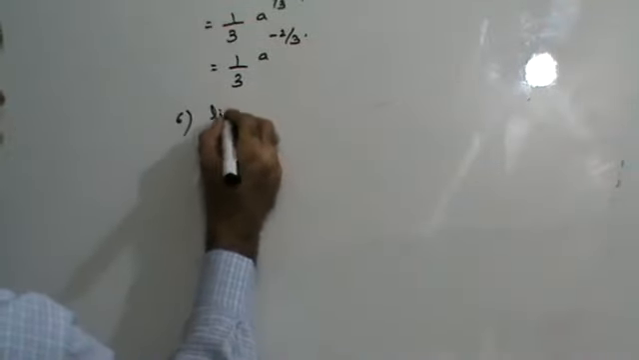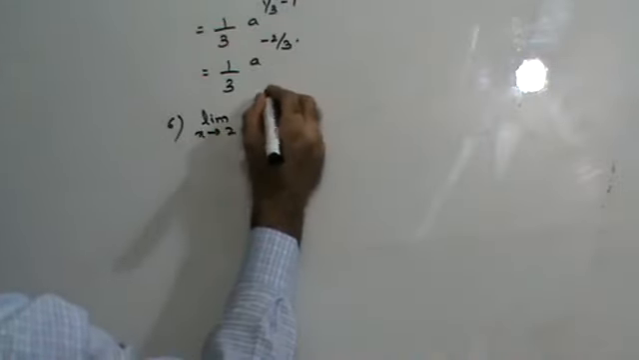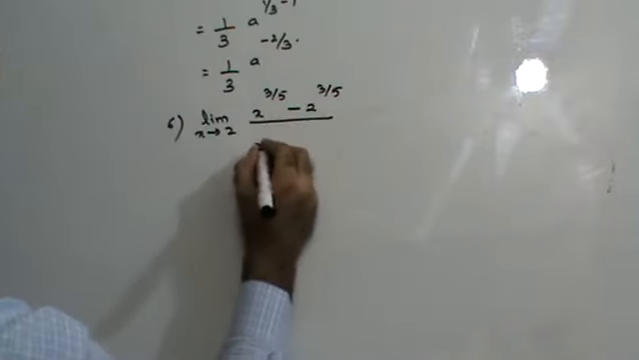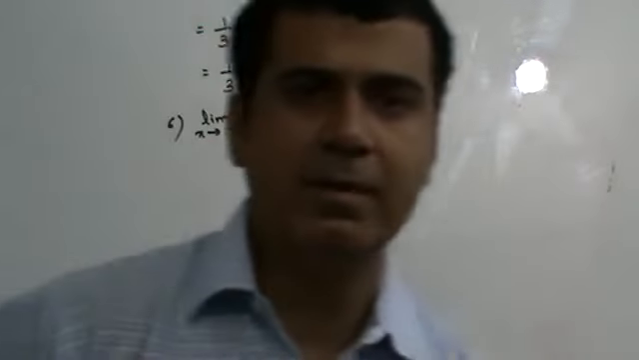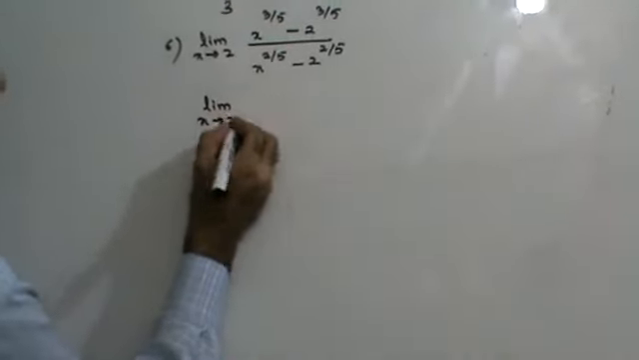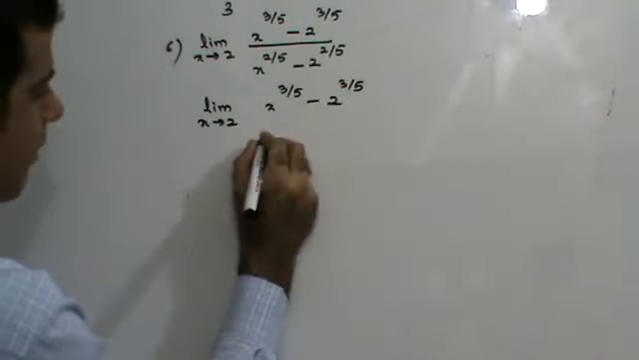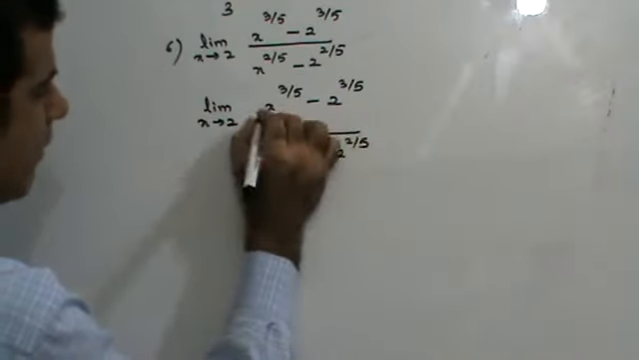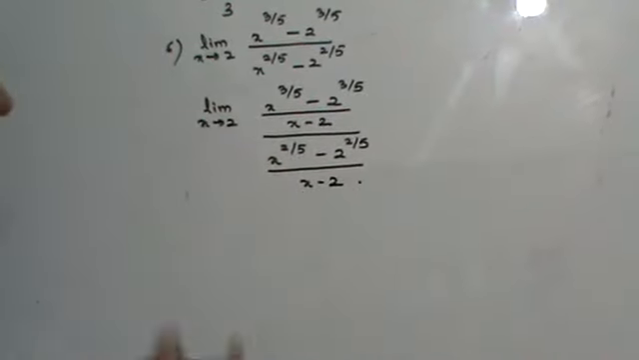Suppose I have fractional indices both in the numerator and denominator: x raised to 3 by 5 minus 2 raised to 3 by 5 upon x raised to 2 by 5 minus 2 raised to 2 by 5. Same thing, divide the numerator and denominator by the same term. So the limit of x tends to 2, x raised to 3 by 5 minus 2 raised to 3 by 5 upon x raised to 2 by 5 minus 2 raised to 2 by 5. Divide the numerator by x minus 2, divide the denominator by x minus 2.